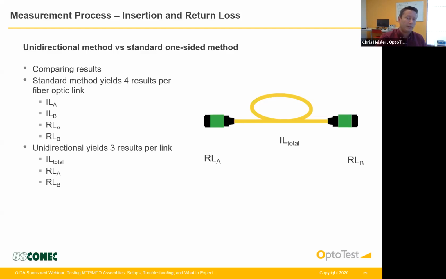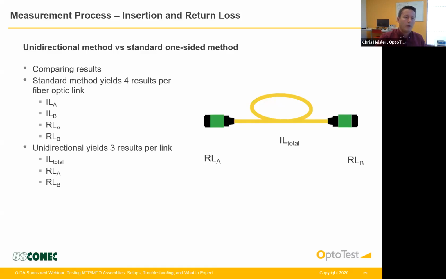So in this case, a manufacturer who wants to test using the unidirectional method wouldn't be worried about the long assembly and the fiber loss associated with it. They're just worried about the total loss through the system.